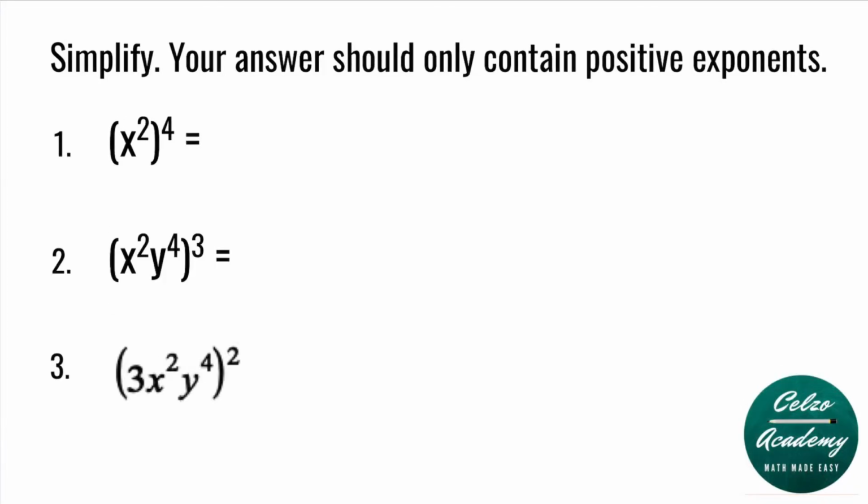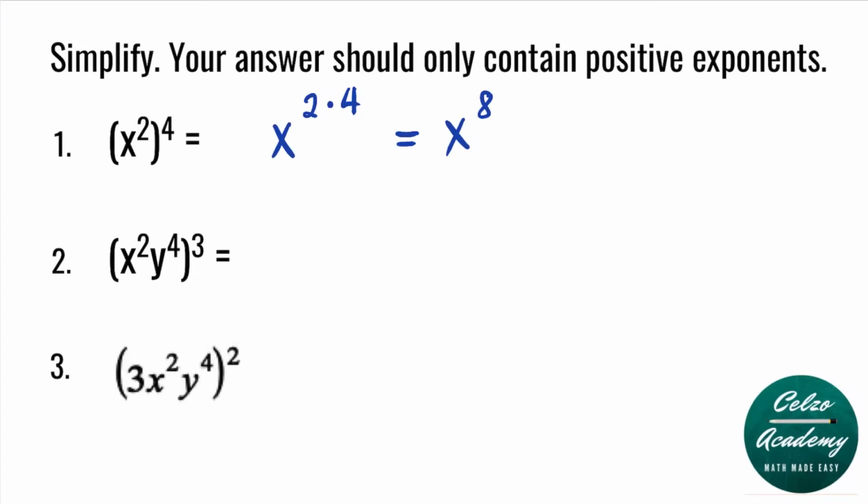Simplify. Your answer should only contain positive exponents. Question 1. X squared to the power of 4. According to the power rule, we simply keep the base x and multiply the powers 2 and 4. So the answer for this number 1 is x to the power of 8.